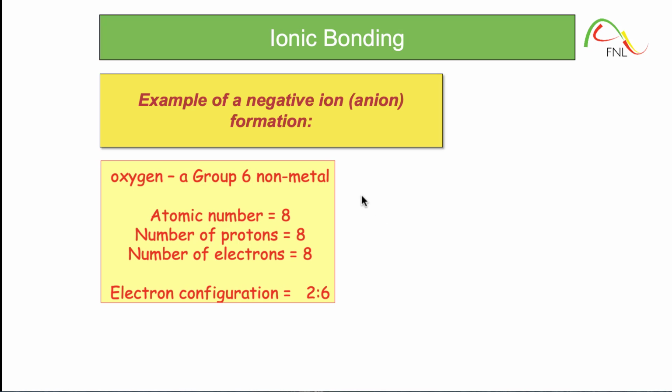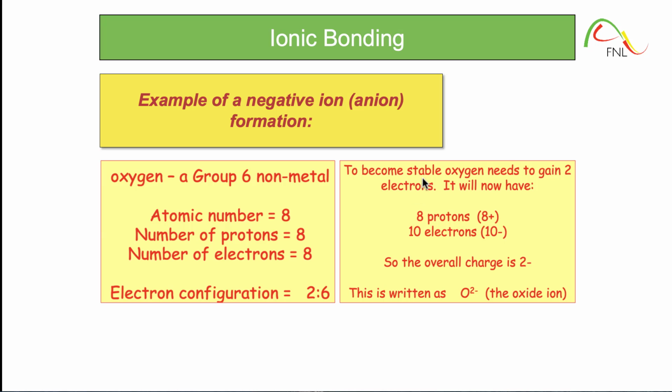Let's look now at an example of a negative ion, an anion, and this happens to be oxygen. Now, oxygen is in group 6, so a group 6 non-metal. It's got atomic number 8. Protons, it has 8, we know that from this. Electrons also, it has 8, we know from that as well. So the configuration is 2 in the innermost shell, then 6 in the outermost shell.